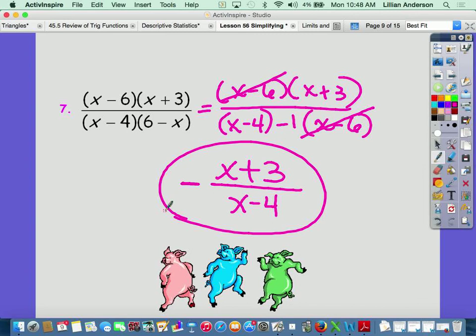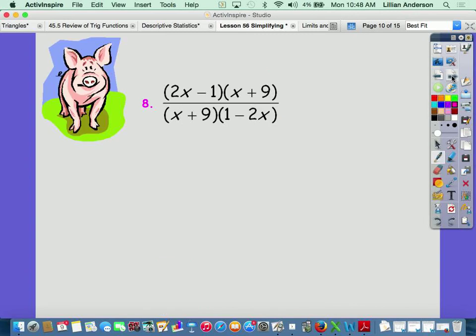Questions? The next one's just going to be negative. Same thing for the next one, okay? What do you see first? Both of them cancel out. X plus 9 can cancel out, so I'm left with 2x minus 1 and then a 1 minus 2x.